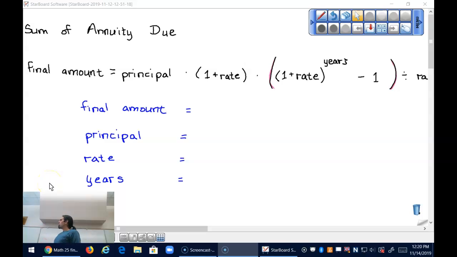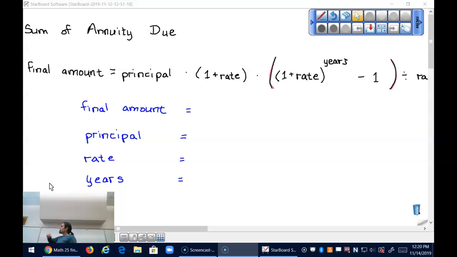Okay, so enough announcements. Sum of annuity due. We want to review this just because it's kind of new. And then we'll go ahead and do the Three Sisters problem we've been waiting for. And after that, we'll work on homework together in groups.